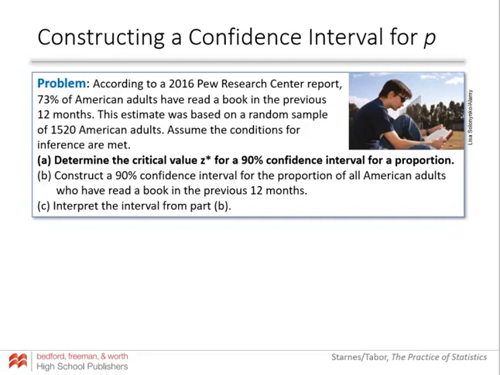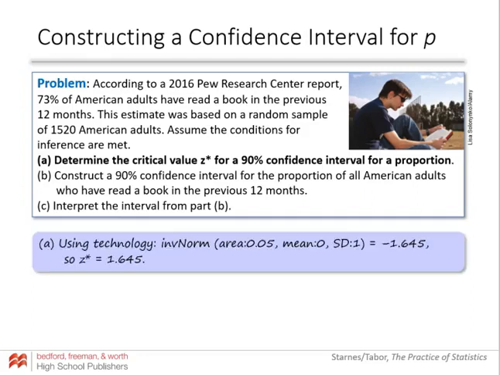So we need to determine the critical value, or Z star, for a 90% confidence interval. We are going to use our calculator to do inverse norm with an area of 0.05. 100 minus 90 is 10. 10 divided by 2 is 5, 5%, so 0.05. And then your mean and standard deviation are always going to be 0 and 1. You should get negative 1.645 in your calculator there, and so we're going to use the absolute value of that, so positive 1.645.